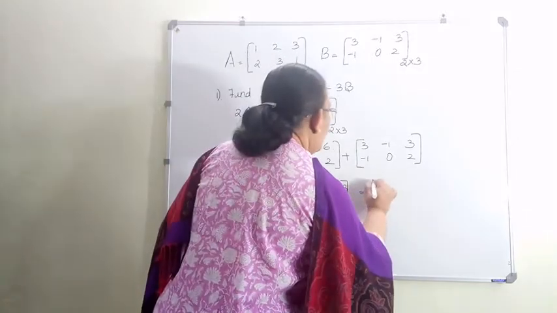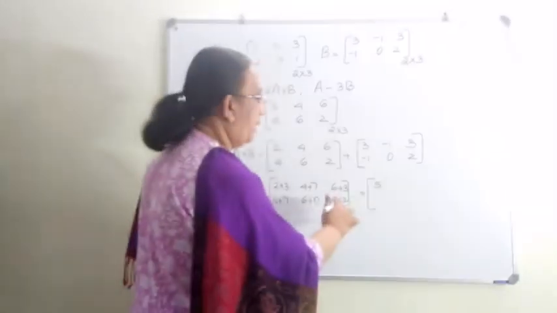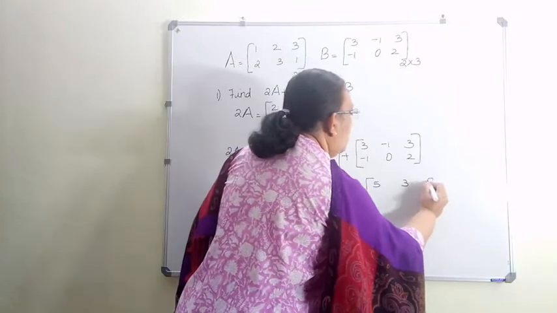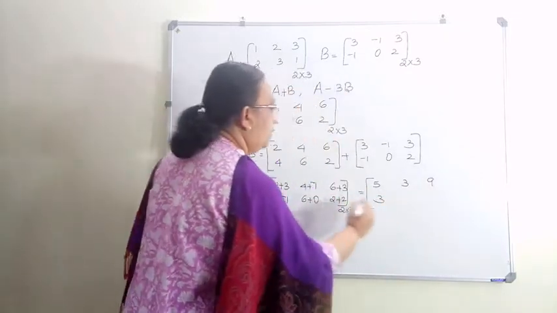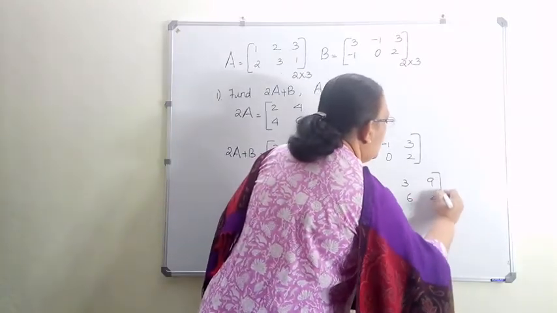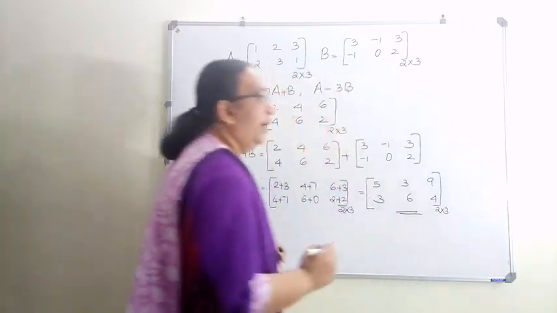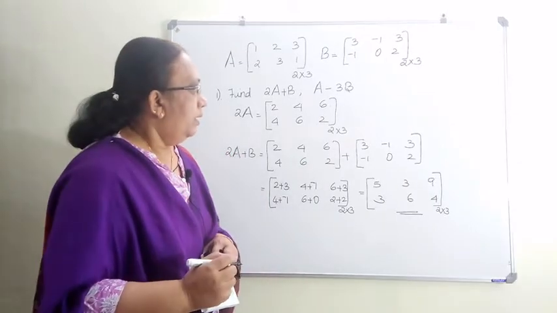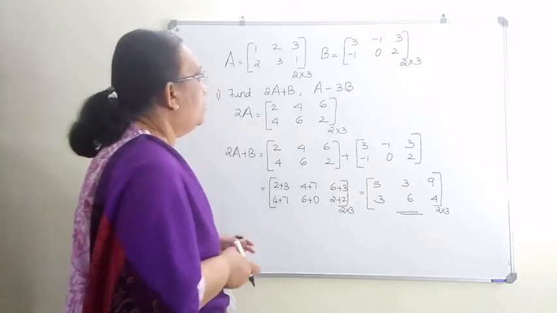So, the final answer: 2 plus 3 is 5, 4 plus minus 1 is 3, 6 plus 3 is 9, 4 plus minus 1 is 3, 6 plus 0 is 6, and 2 plus 2 is 4. So, the order is 2 by 3, 2 rows and 3 columns. I hope all of you understood the question. Now, have you completed? Yes. Okay, now we will go to the next one.